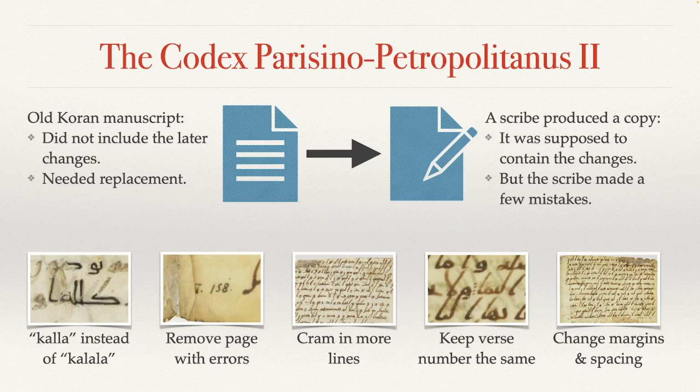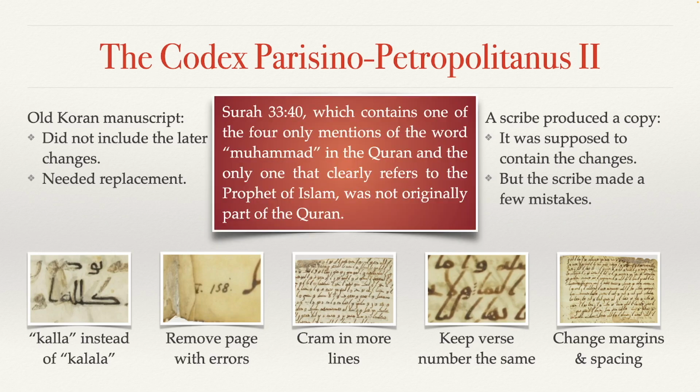did the old manuscript. In conclusion, we can say that Surah 33:40, which contains one of the only 4 mentions of the word Muhammad in the Quran and the only one that clearly refers to the Prophet of Islam, was not originally part of the Quran. Our reconstruction and the errors made by the scribe of the Codex Parisino-Petropolitanus prove as much.